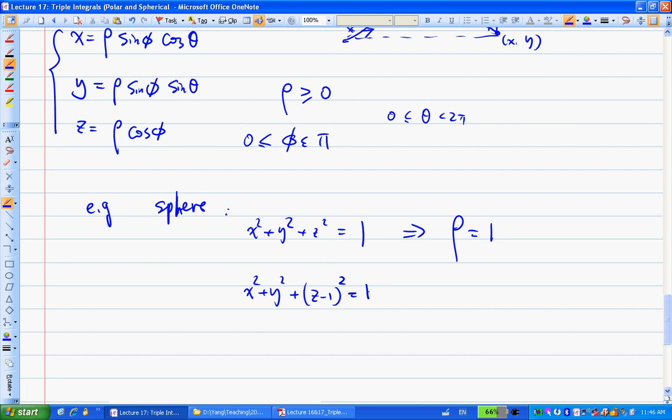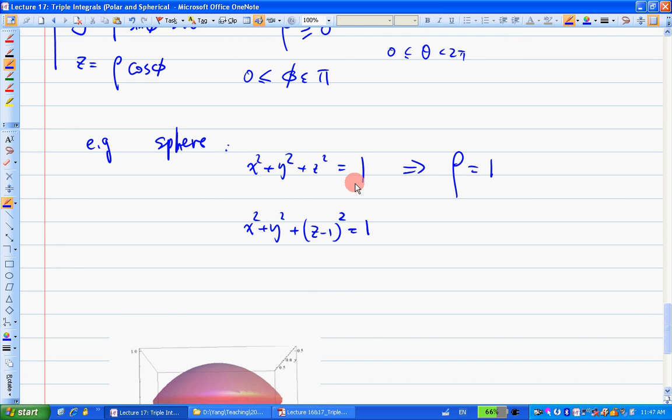If I change this sphere slightly, here's another sphere. Now, what's the difference between this sphere and that sphere? Where is this sphere located? It's centered at 0, 0, 1. So if you draw it, this is 1 here, at 0, 0, 1, and then you have a sphere with a radius 1. That's the sphere here.